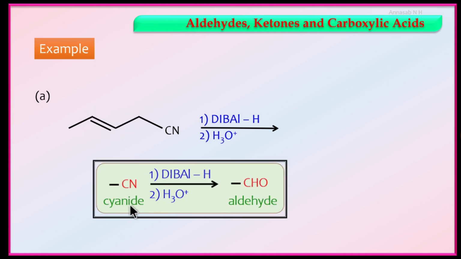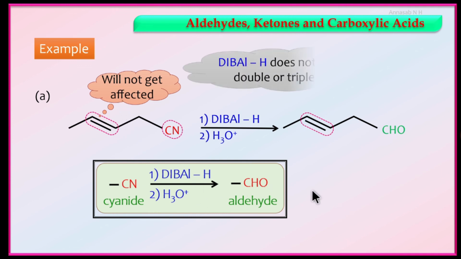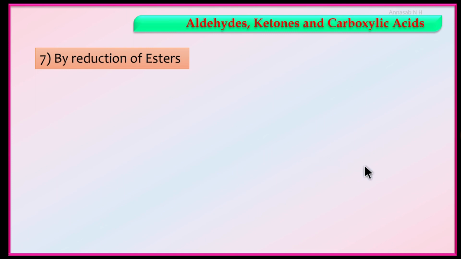So we learned in the previous slide, cyanides can be converted into aldehydes with the help of Dibal H. So the cyanide group is converted into CHO even though there is a presence of double bond or multiple bonds in the compound. In other words, this reagent is not going to reduce double or triple bonds present in the compound. Next one, by the reduction of esters.